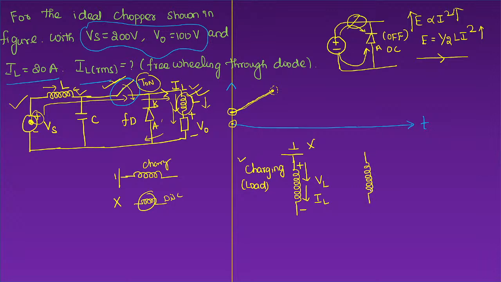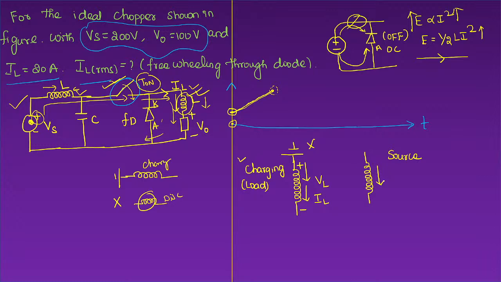The energy stored across the inductor will start freewheeling, so it will act as a source. The moment it starts acting as a source, I told you the direction of the current should not be reversed. Again, it will follow the same direction, downward. But it has to act as a source, right?